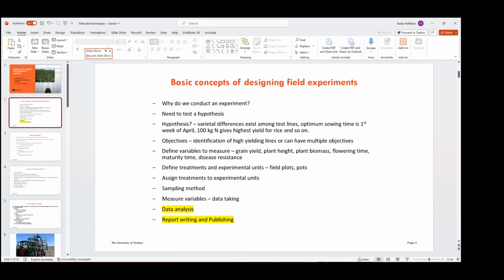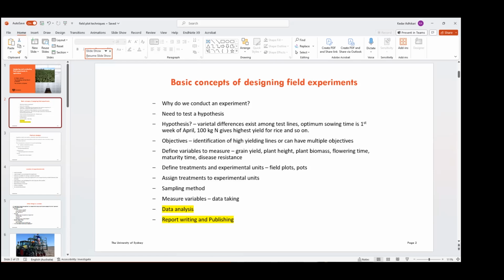And also you need to define the treatments. What do you mean by treatment? Treatment is anything that you are going to test. For example, if you are going to test different varieties, you want to know which is the highest yielding variety, then your variety is a treatment. That's how we define treatment in the experiment.